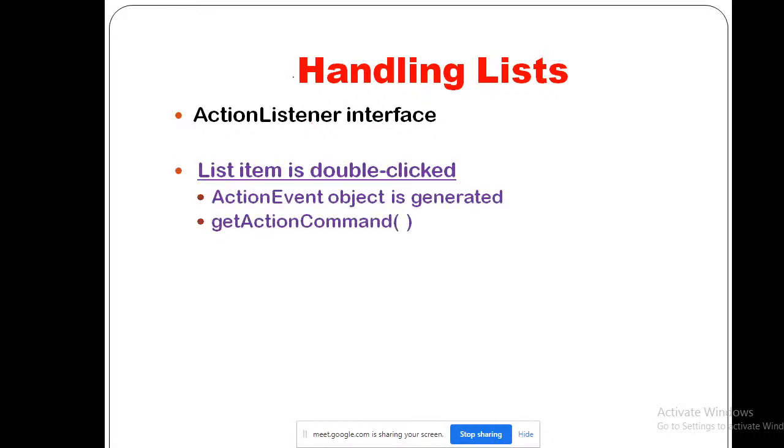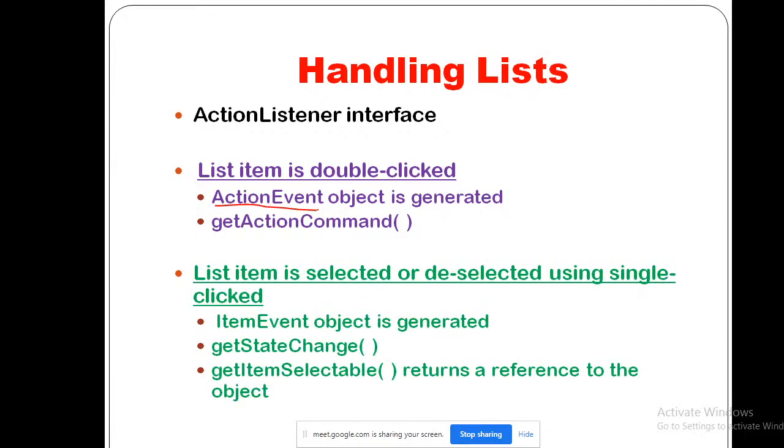When we double click on it, our list item automatically generates the action event. So getActionCommand is used to get which label is double clicked. And we can select the item using the single click also. We can select or deselect the item using the single click also.